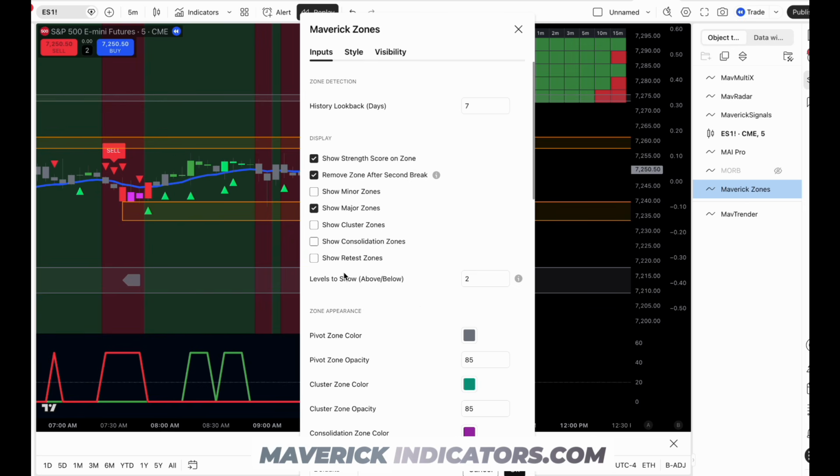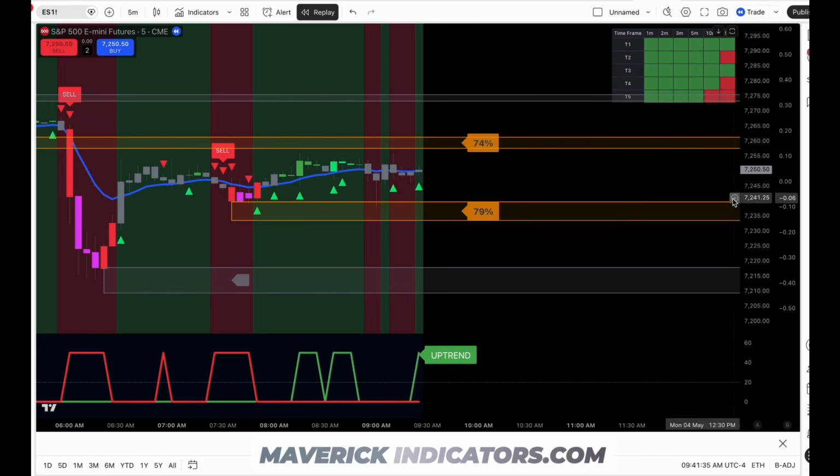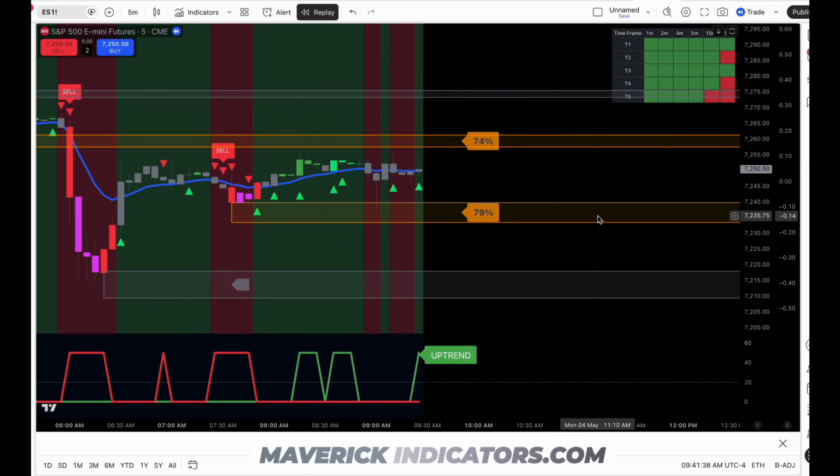So just so you guys know, we have minor zones built in. So if you're a scalper, we've got major zones, because obviously this is a level to level game. We have cluster zones, consolidation zones, and retest zones. Retest zones are like premium zones. They've been retested over and over again. So if you're a fan of doing pivots, it's really powerful. It also has some other really cool bells and whistles, like previous day high, low, pre-market high, low, current day high, low, all sorts of stuff.